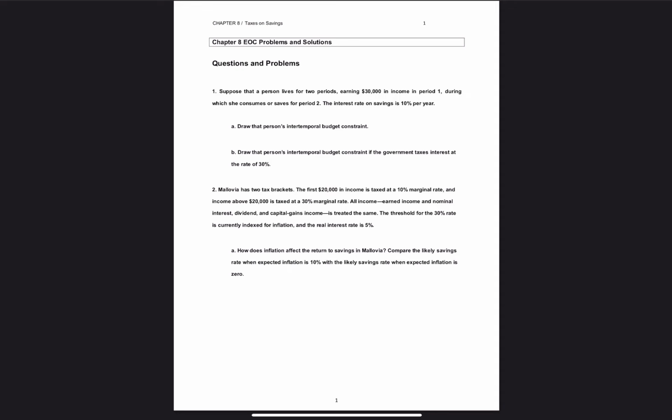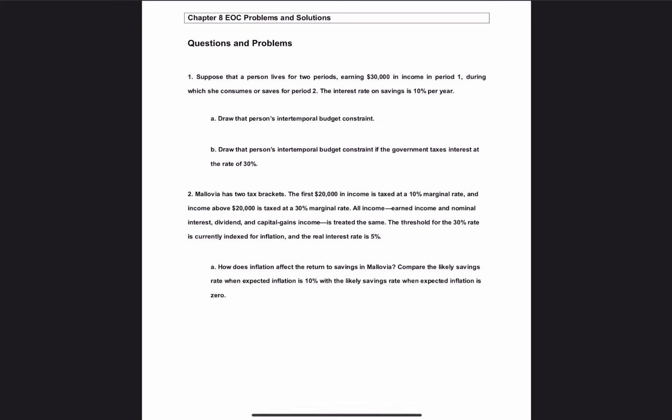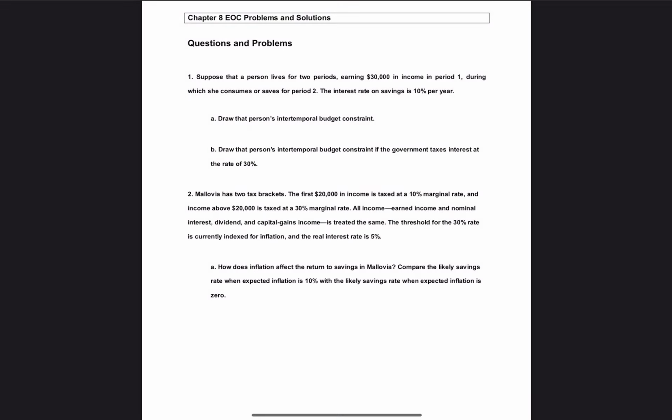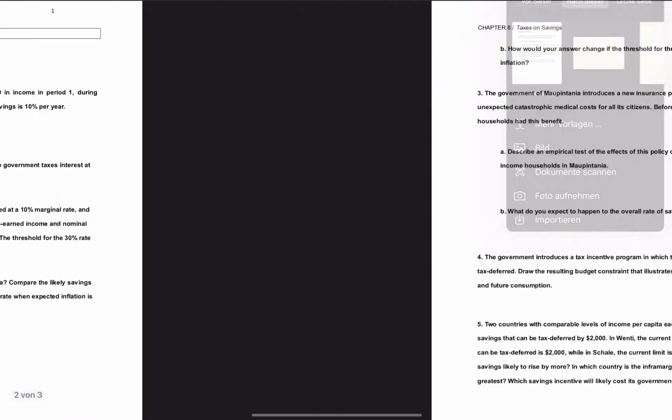Okay, let us start. So, question number 1. Suppose that a person lives for 2 periods, earning $30,000 in income in period 1, during which he consumes or saves for period 2. The interest rate on savings is 10% per year. Draw that person's intertemporal budget constraint. Okay, so we start with a quite simple exercise.